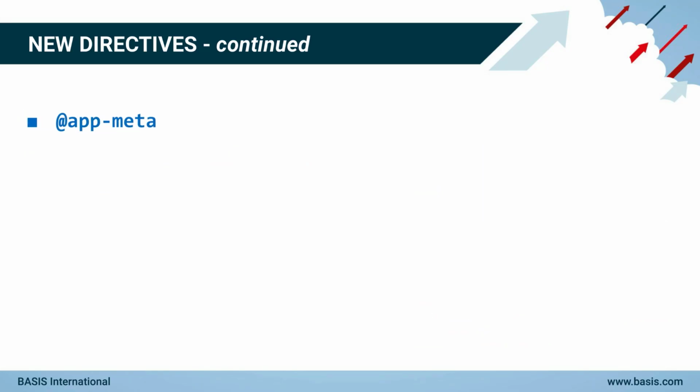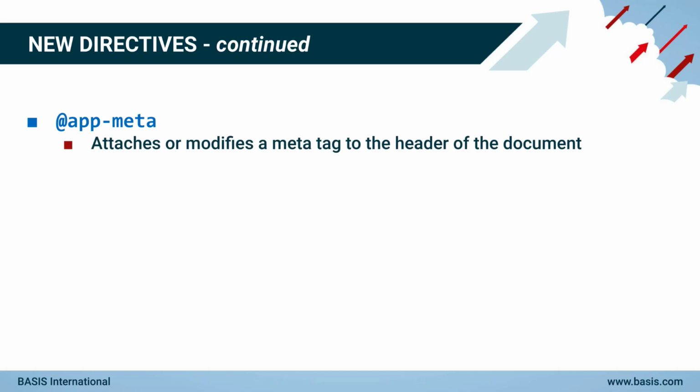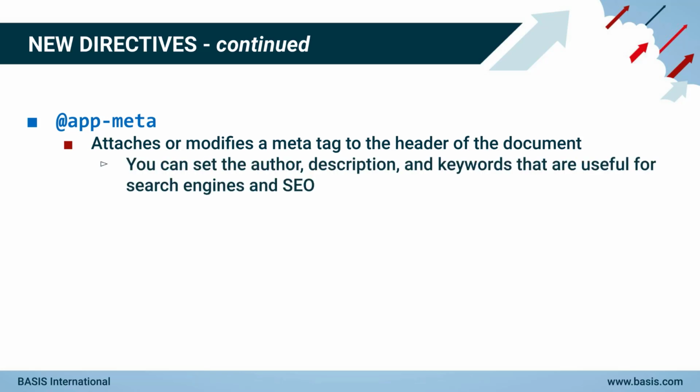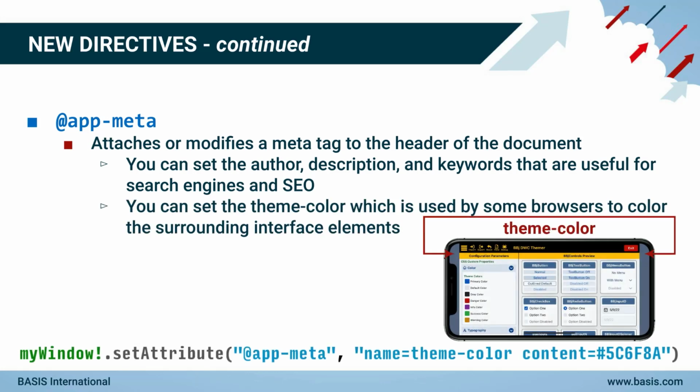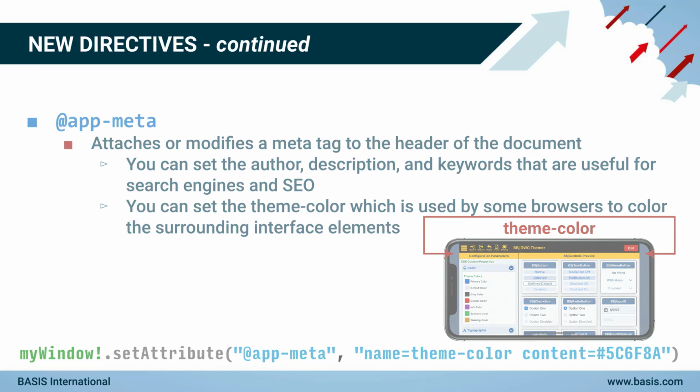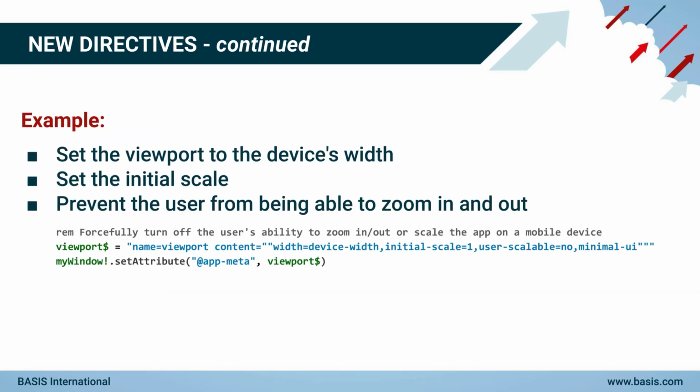The @appMeta directive lets us attach or change an existing meta tag in the page's header. Meta tags aren't typically critical to a page, but we can make use of them to set terms used in search engine optimizations, or to set a theme color that some browsers use to color the space surrounding the page. One important use case is that we can configure the viewport and prevent the user from being able to pinch and zoom in a touch environment.